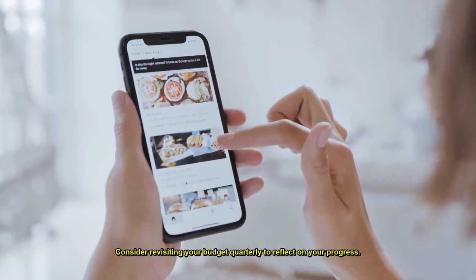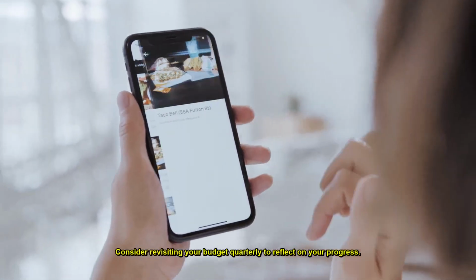Regularly review your budget to make adjustments as needed. Account for any changes in income or expenses on a monthly basis. Make use of South State Bank's financial education resources. These resources can provide tips on financial literacy and managing money more effectively. Consider revisiting your budget quarterly to reflect on your progress.